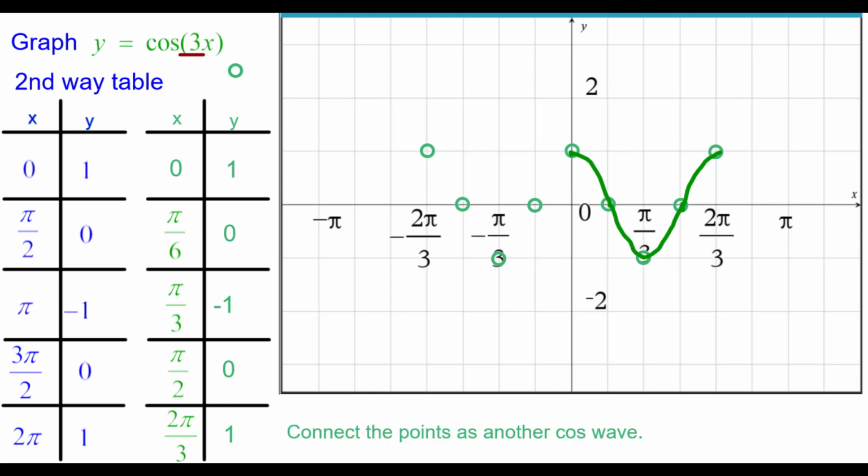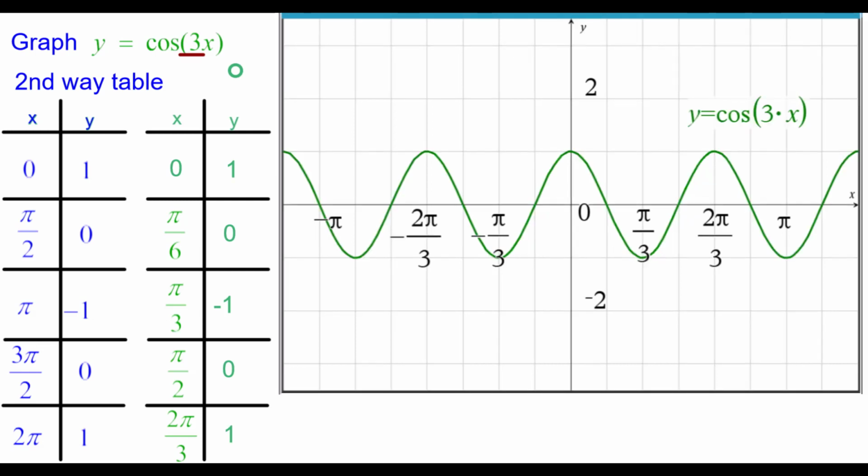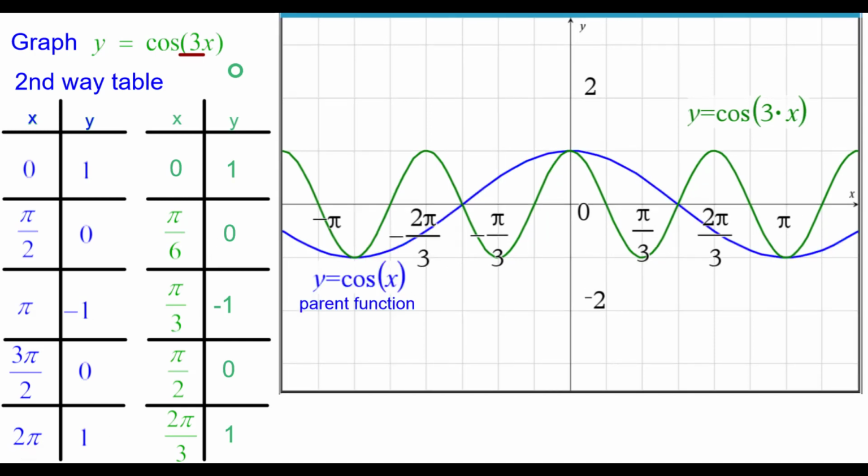Connect the points as another cosine wave: frown, smile, frown. This is our graph, keep waving along here. And we compare it to the cosine parent function.